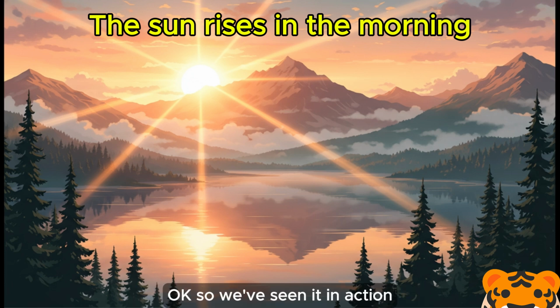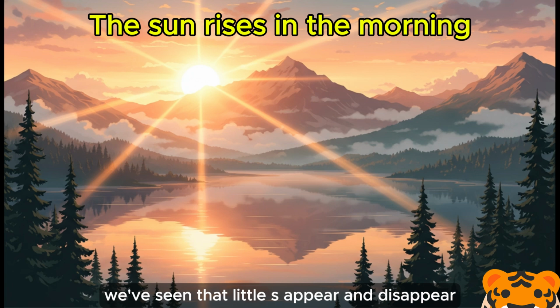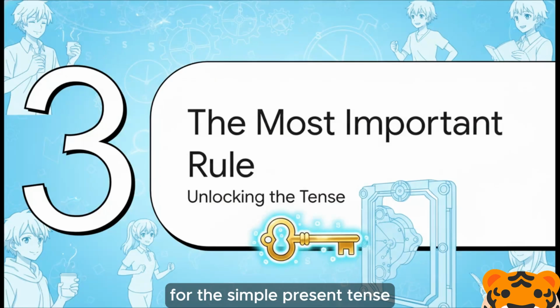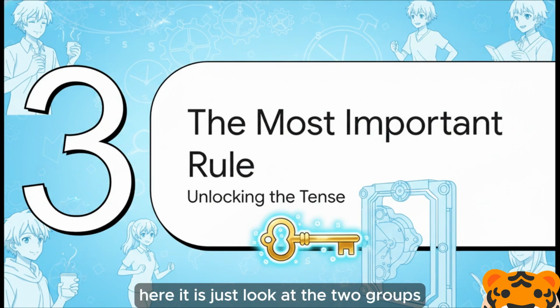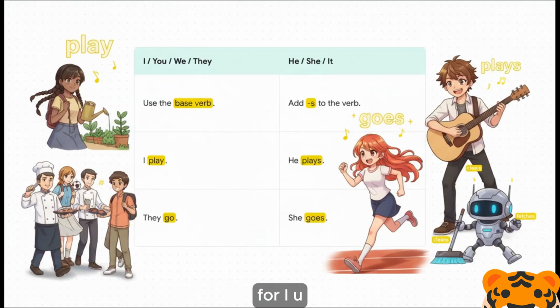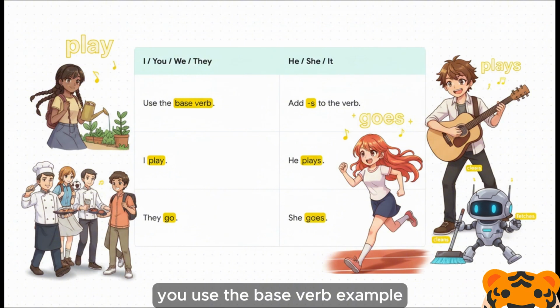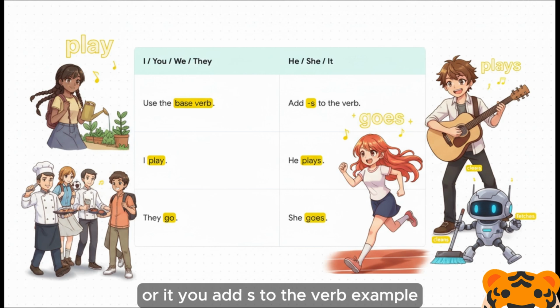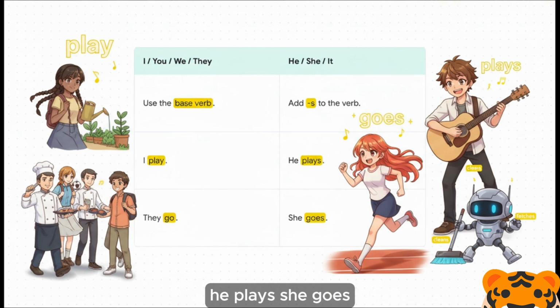Okay, so we've seen it in action. We've seen that little S appear and disappear. It's time to finally learn the most important rule for the simple present tense. Here it is. Just look at the two groups. For I, you, we and they, you use the base verb. Example, I play, they go. Very simple. For he, she or it, you add S to the verb. Example, he plays, she goes. That's the whole rule.